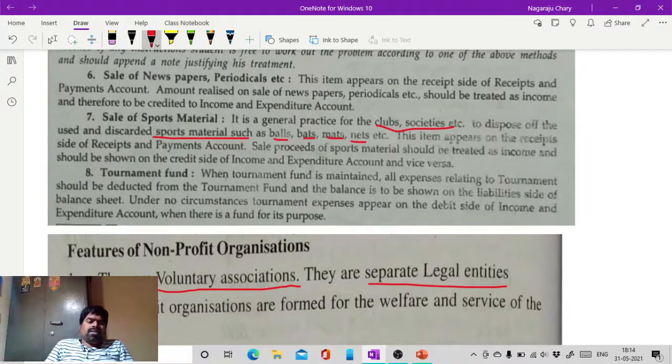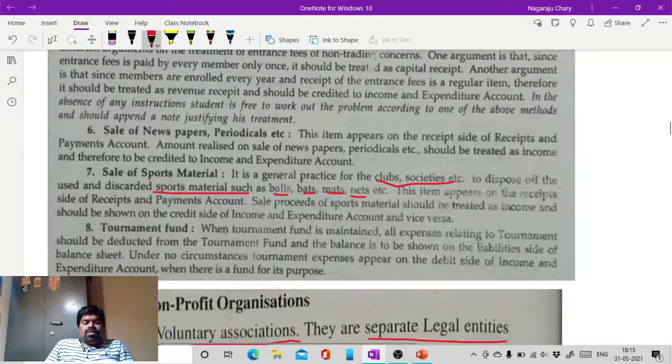Okay, last one, tournament fund. Tournaments are to be conducted by non-profit organizations. So here a tournament fund is maintained. All expenses relating to the tournament should be deducted from the tournament fund, and the balance is to be shown on the liability side of the balance sheet. Under no circumstances do tournament expenses appear on the debit side of income and expenditure account when there is a fund for its purpose. Okay, this is the tournament fund.